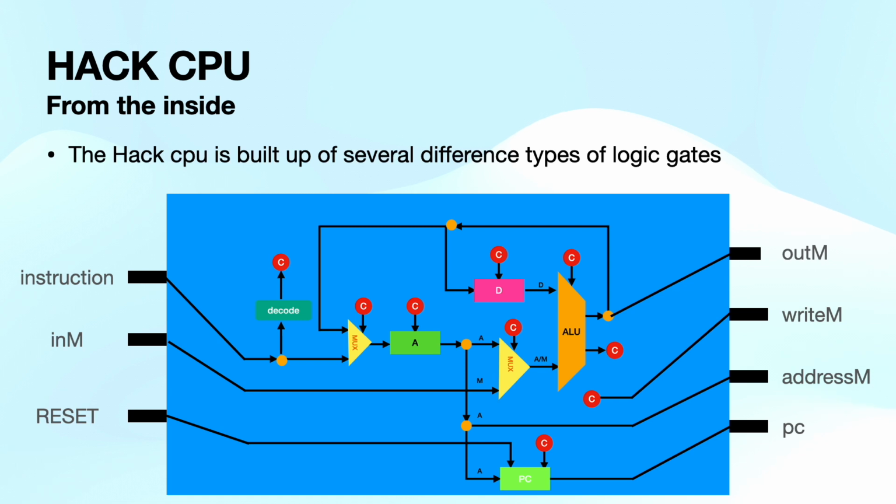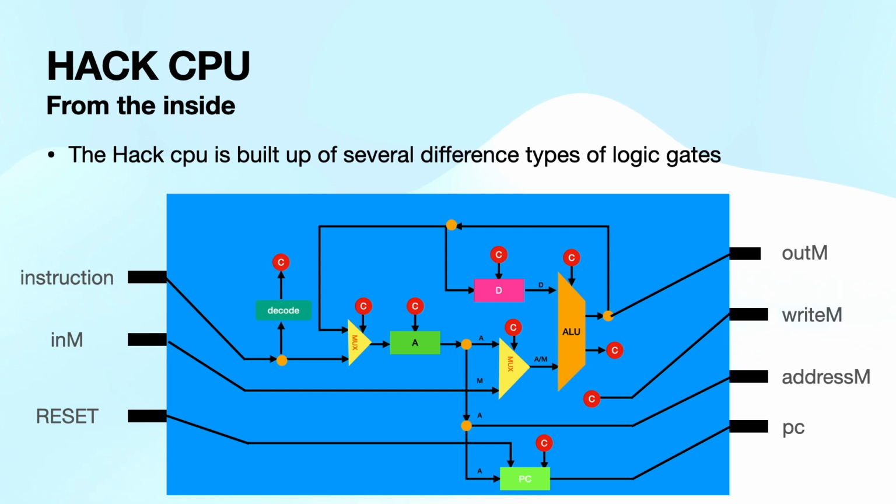So we have 2 multiplexers. The multiplexer selects one of the 2 inputs and forwards it as the output based on the control signal that it receives. In this diagram, it is used to select either the value of the A register or the value of the data memory register, the M.